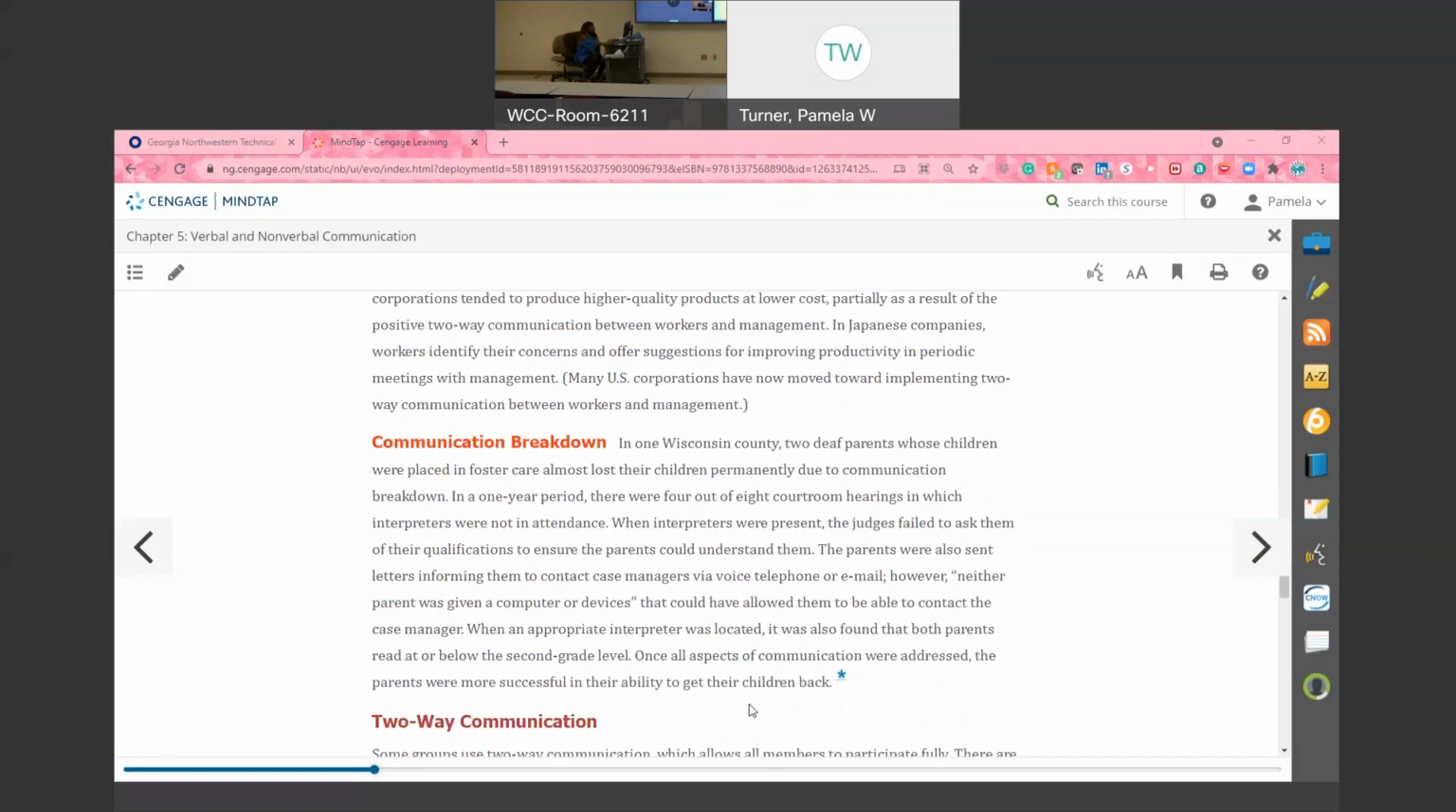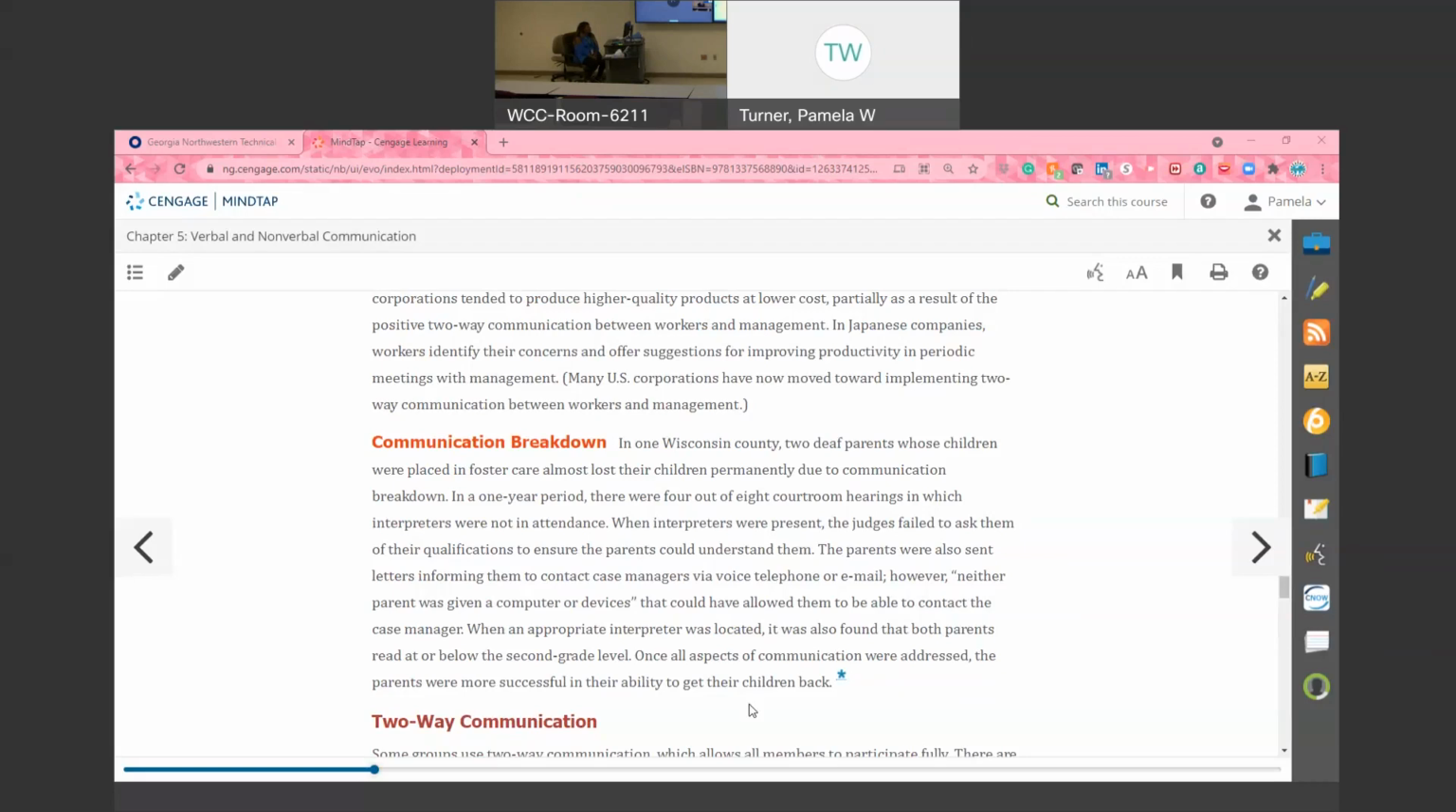Okay, communication breakdowns. For example, in one Wisconsin county, 2 deaf parents whose children were placed in foster care almost lost their children permanently due to communication breakdown. In one period, there were 4 out of 8 courtroom hearings in which interpreters were not in attendance. When interpreters were present, the judge failed to ask them their qualifications to ensure that the parents could understand.